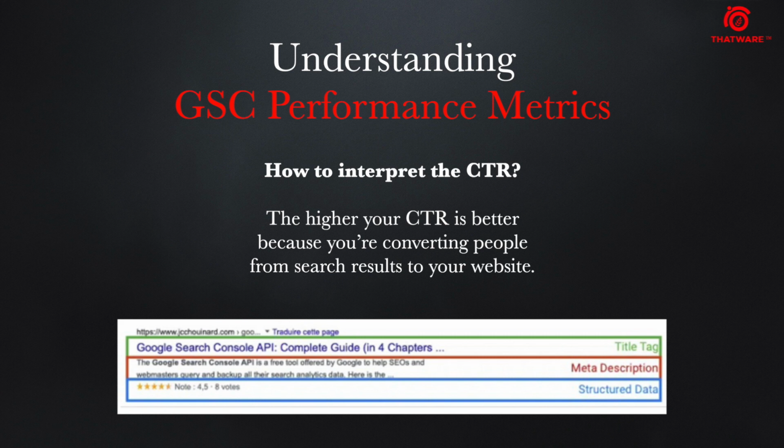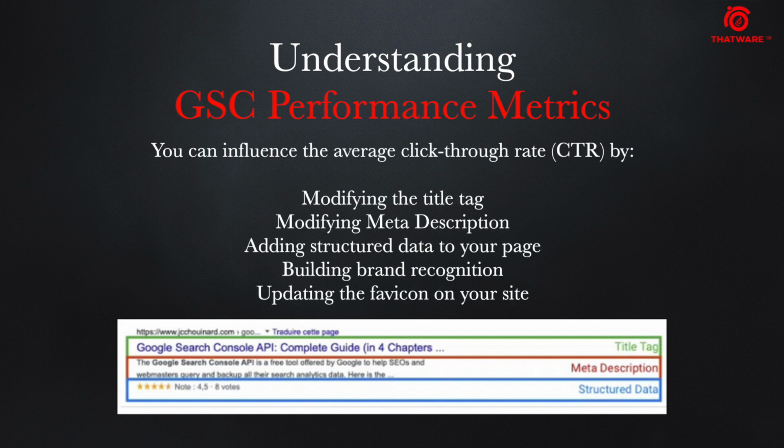Now how to interpret the CTR? The higher the CTR, the better you are converting people from your search results into your website. In other words, the better chances you have to convert a customer as a click value. As you can see from the screen, any displayed result is divided into three areas: the title tag, the meta descriptions, and the structured data. You can influence this CTR by readjusting these three areas. You need to do a lot of A/B testing for the same. So this is how the CTR can be enhanced.